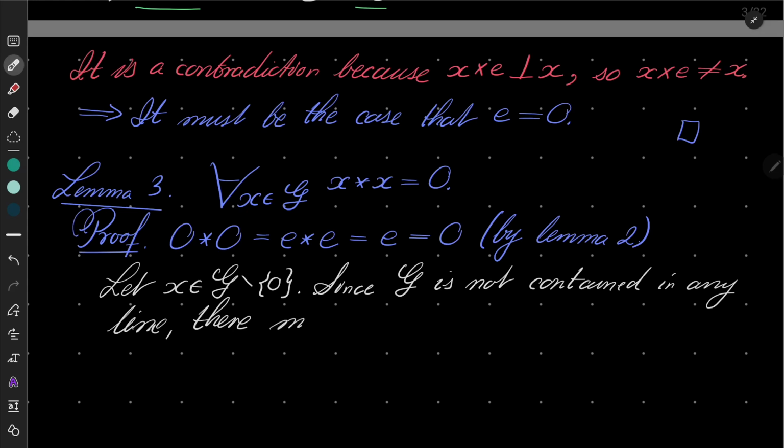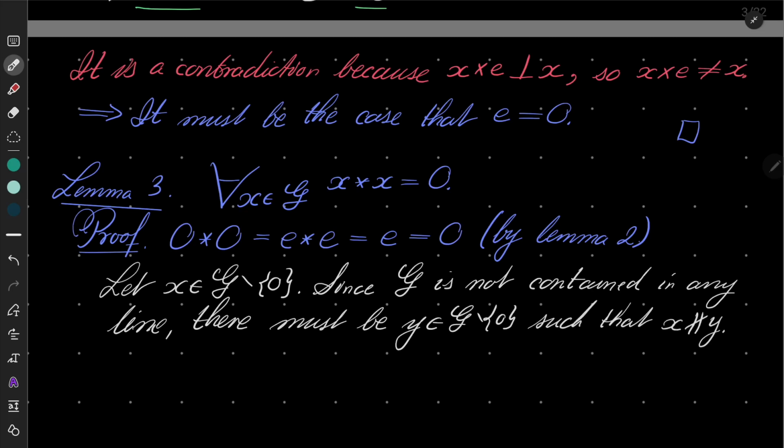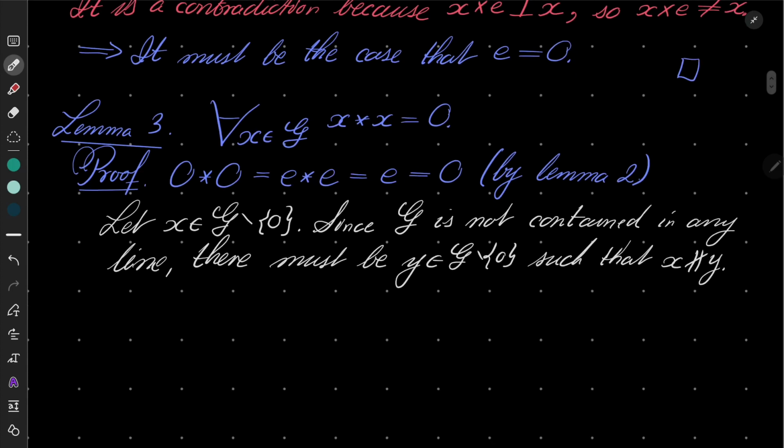there must be another vector, non-zero, in our group, such that X is not parallel to Y. Very well. And now I will define the third vector. Let Z, maybe I will write it in green, let Z be just the cross product of X and Y. We know that Z is non-zero because we are taking two non-zero and not parallel vectors. We know that the cross product of two non-parallel vectors is non-zero.